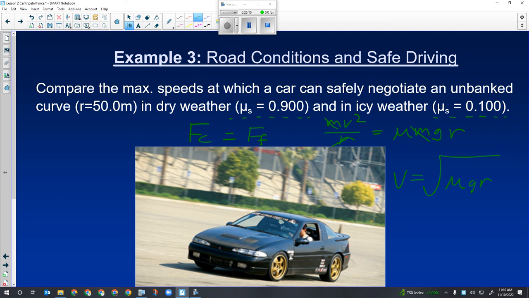Under icy conditions, I have 1/9 as much friction available to me. How much slower am I going to have to go? But I've got a square root sign there, so I'll have to go 3 times slower. I've got 9 times less friction, but remember, there's a square root relationship there. The square root of 1/9 is 1/3. So for ideal conditions, this is going to be 0.9 times 9.81 times 50.